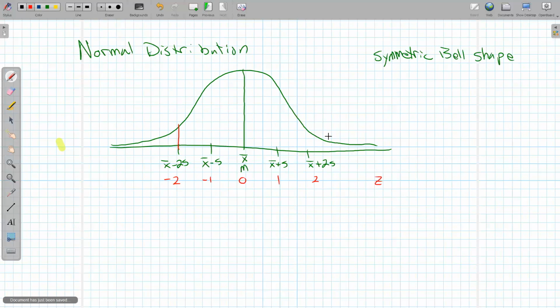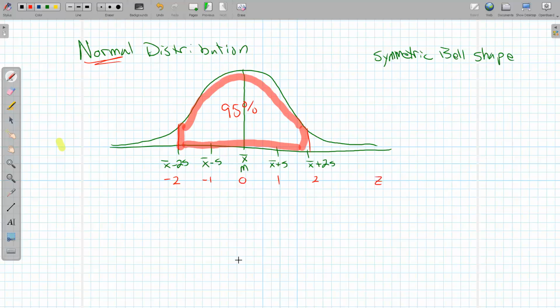And then I look at the data. We'll do this in a spreadsheet in a minute. And then I count up all of the numbers, all of the data that starts here and ends there. And I want to know how much of the data is in that region right there. And what we should see is that about 95% of the data should be in there if we really have a normal distribution.